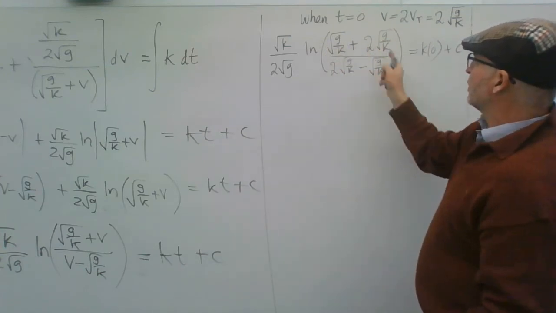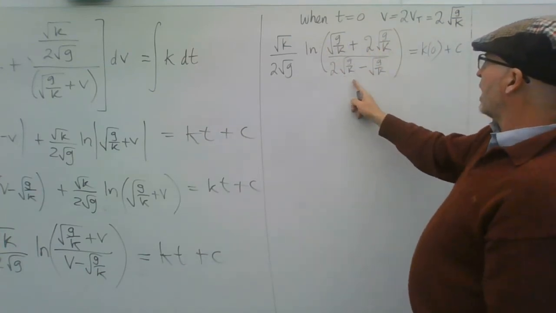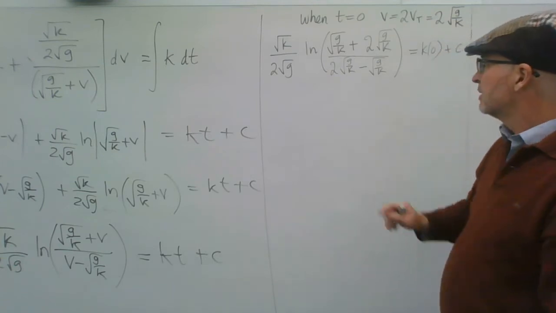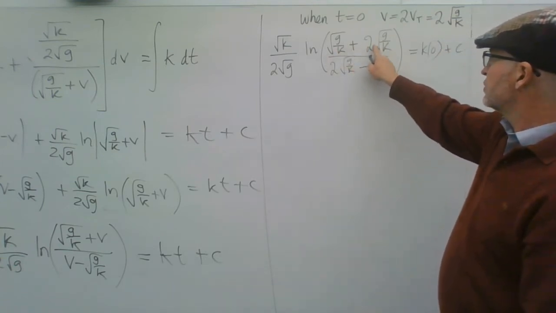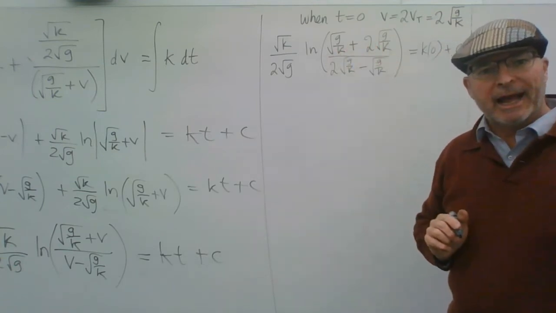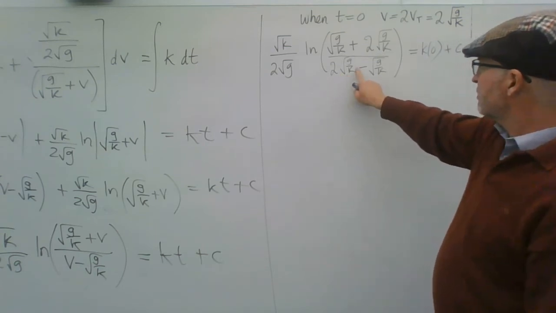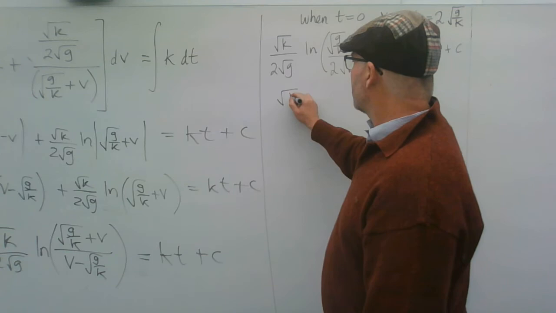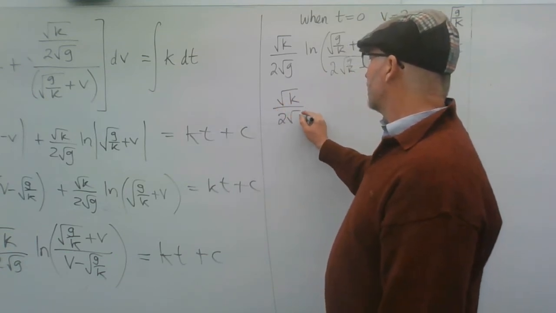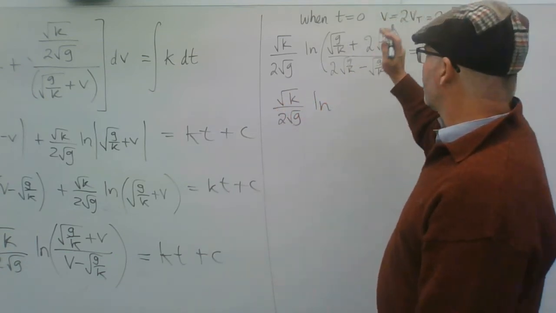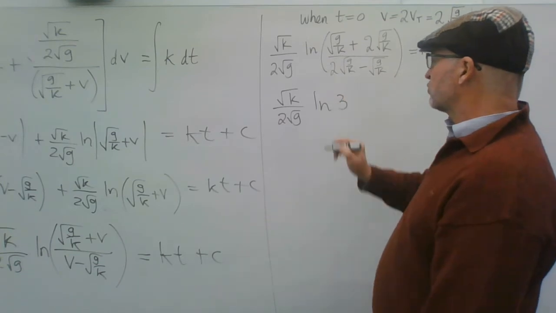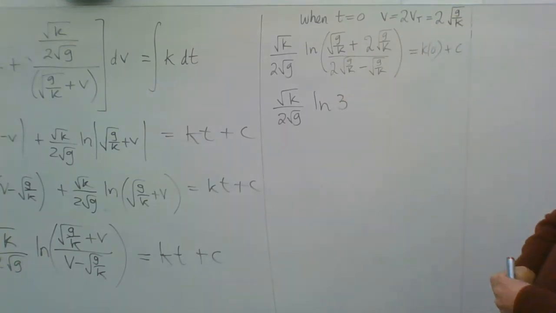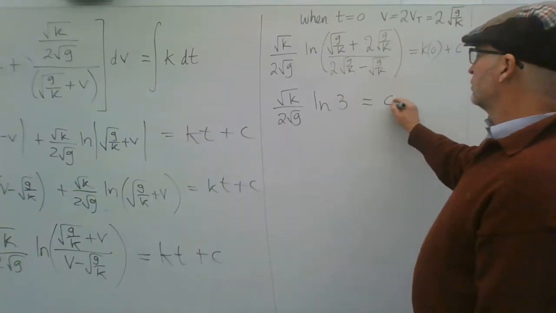There's 3 of them on the top line and 1 of them on the bottom line, isn't there? 1 of those plus 2 of those is 3 root g on k's, and 2 of those minus 1 of them is just 1. So this is root k on 2 root g, natural log of 3 of them on 1 of them. It's just the natural log of 3. And that's equal to c.